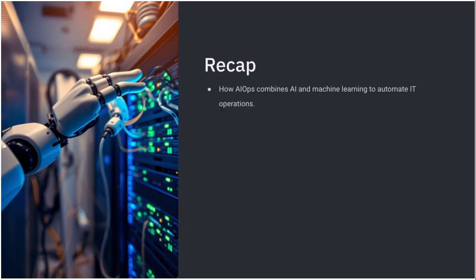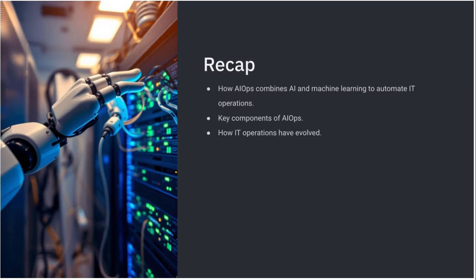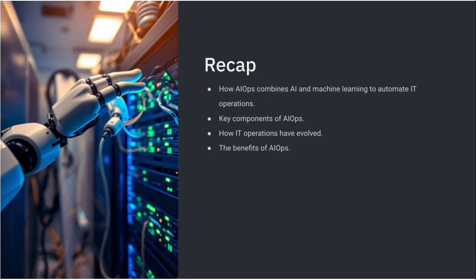In this tutorial, we explored how AIOps leverages AI and machine learning to automate IT operations, making them more efficient and proactive. We discussed its key components, including data collection, AI-driven analysis, automation, and intelligent insights, which help businesses optimize their IT environments. We also looked at how IT operations have evolved from manual troubleshooting to AI-powered automation, significantly reducing downtime and improving overall efficiency.